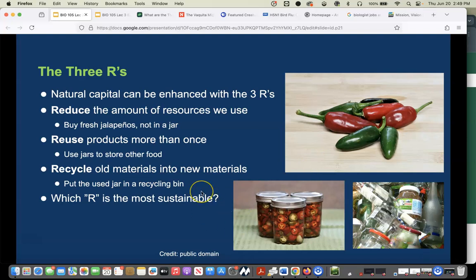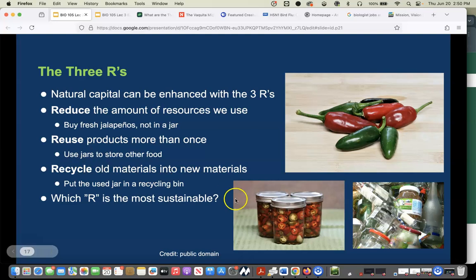So natural capital can also be enhanced with what we call the 3 R's. You guys know these. Come on, these are from when you were a kid, right? Reduce, reuse, recycle. So we can simply reduce the amount of resources that we're using. A very simple idea is buy fresh jalapenos, not the jalapenos that come with preservatives in a jar, right? We can reuse products more than once.